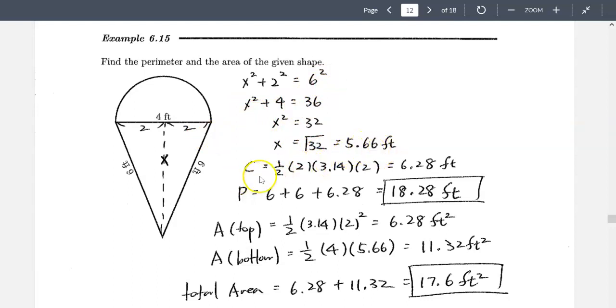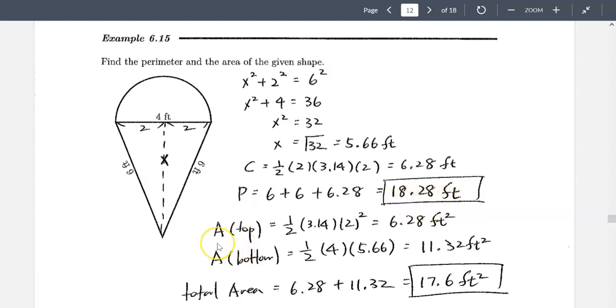Now the circumference of the top half here, the semicircle, is 1/2 times 2 times 3.14 times 2, which is 1/2 2 pi r, equal to 6.28 feet. And the perimeter is 6 and 6. So it's 6 and 6 plus 6.28, which is 18.28 feet in total.